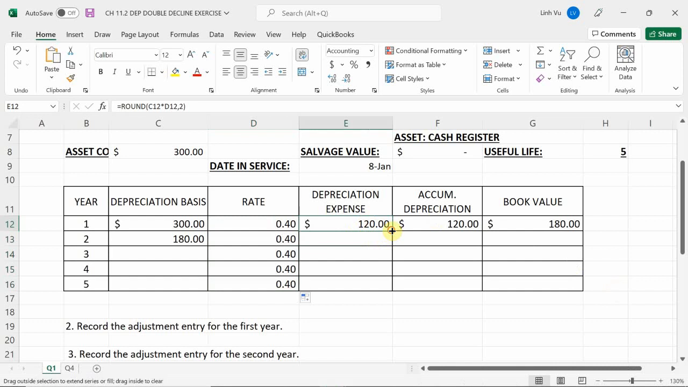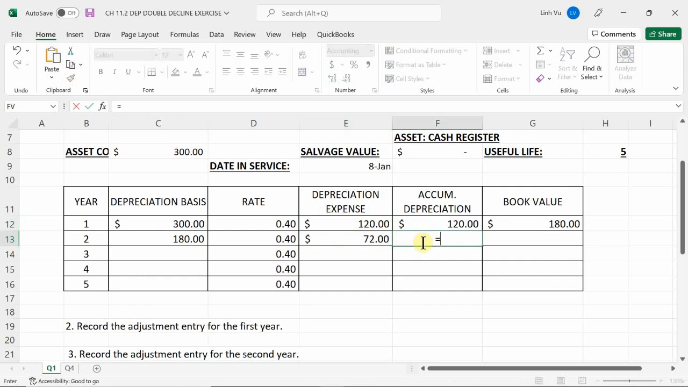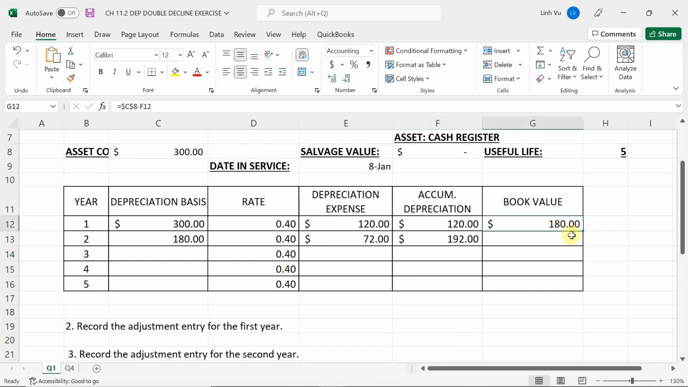$72. Okay, good. All right, cumulative would be 192. So in this case, we're going to take my previous of 120 plus 72, which is my current, right? Gives you 192. So what's my book value going to be at the end of year 2?